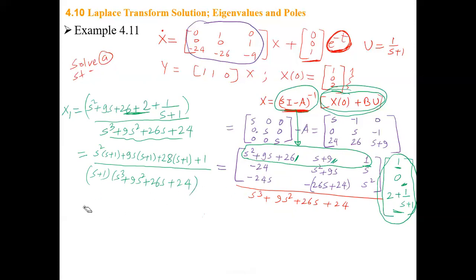Let's simplify this guy. So what do you have here? S cubed plus S plus 9S squared plus 9S plus 28S plus 28 plus 1, right? S cubed, S, 9S squared, 9S, 28S, 28 plus 1. Then what is on the bottom? Remember, I want to factor this guy also. So S plus 1 is one of the factors. How do you find the factor of this guy?